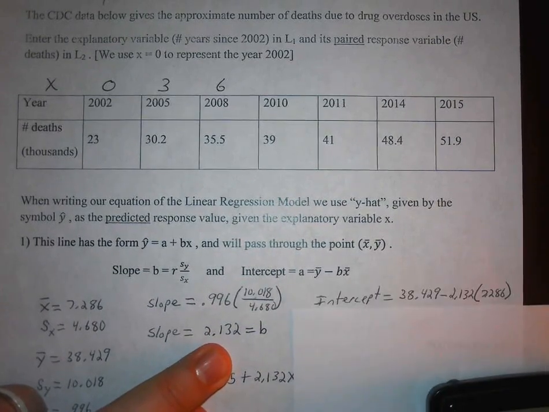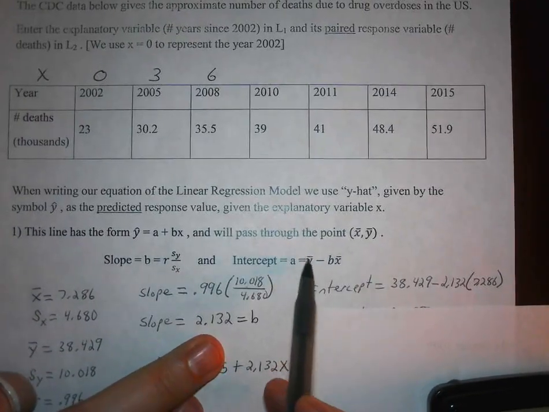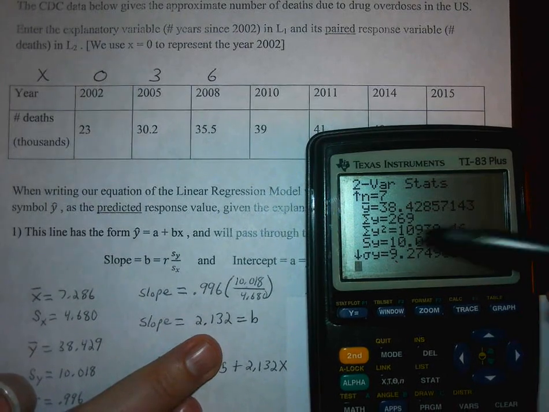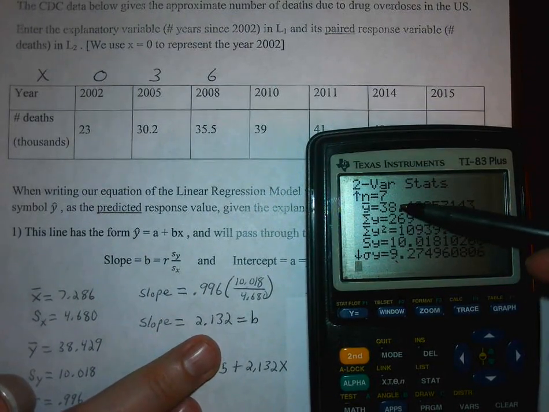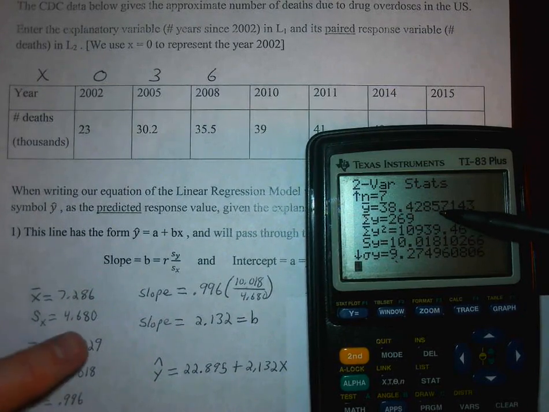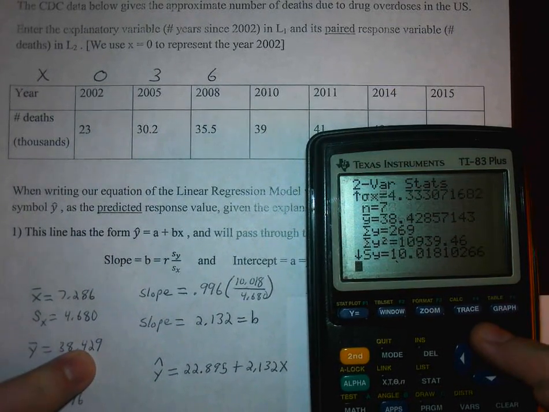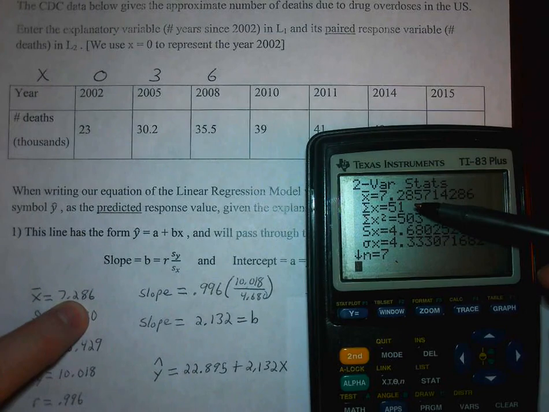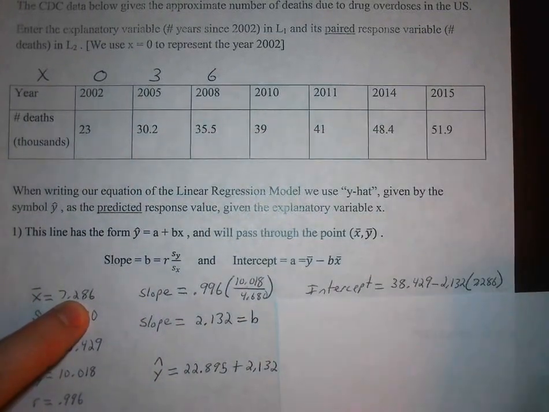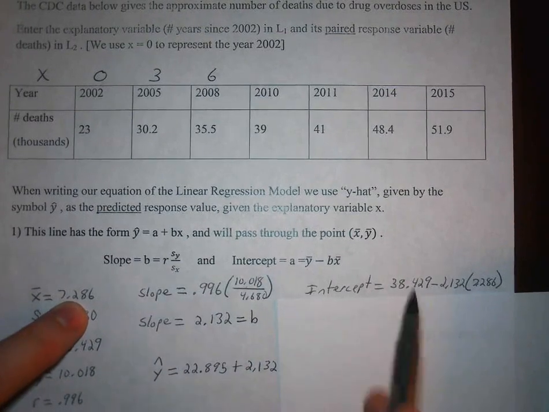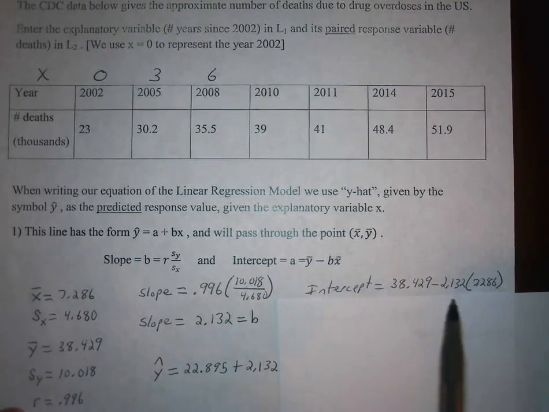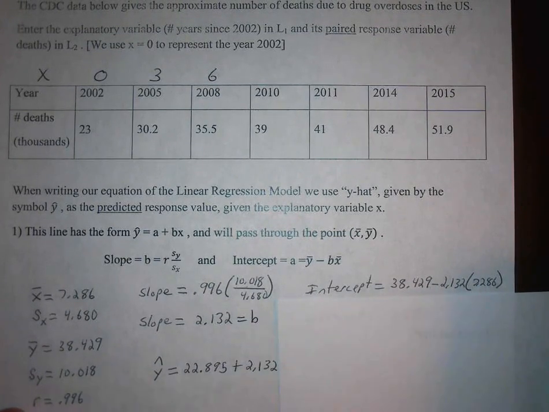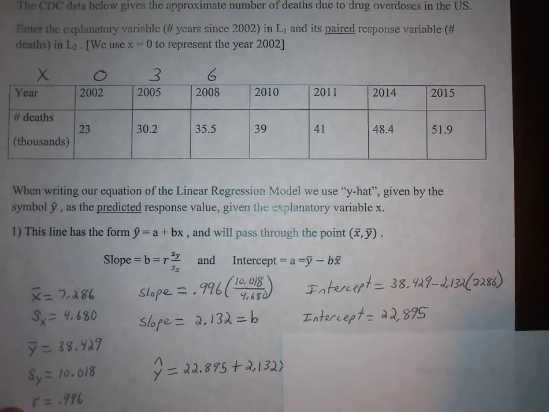To find the intercept, we're going to use y bar minus b times x bar. Again, we already found x bar and y bar by doing our 2-Var Stats. y bar was 38.429, so I wrote that off to the side here. And x bar was 7.286, so I wrote that off to the side here. If we substitute those values into our intercept equation, 38.429 minus our b value times the x bar, put that right in our calculator, and you end up with 22.895.